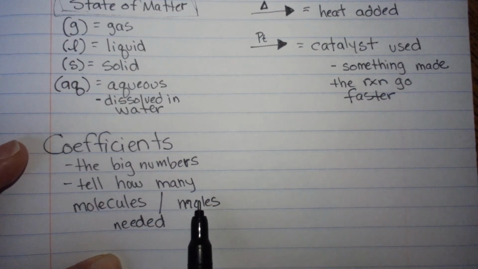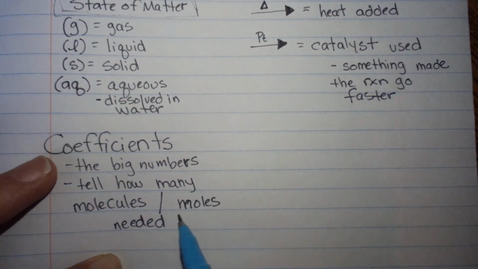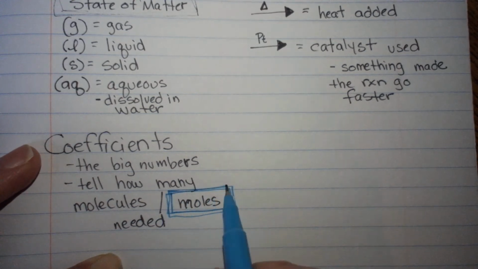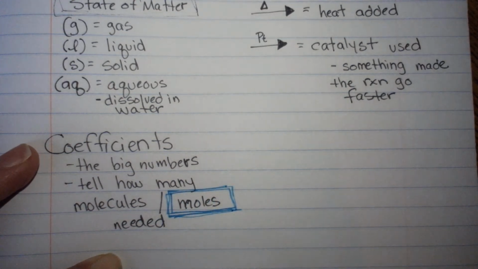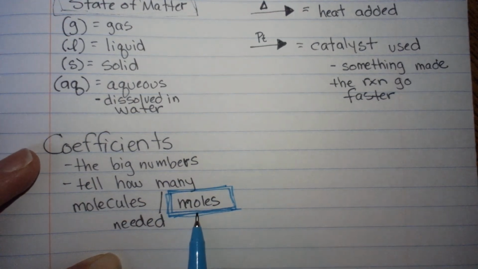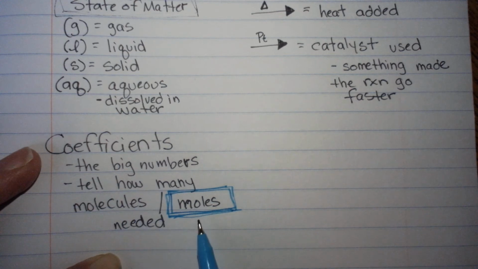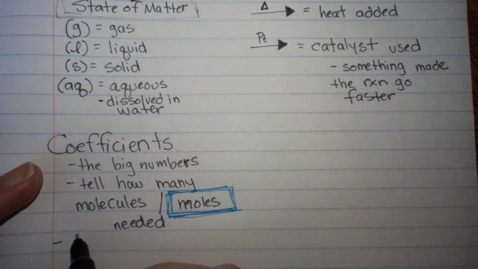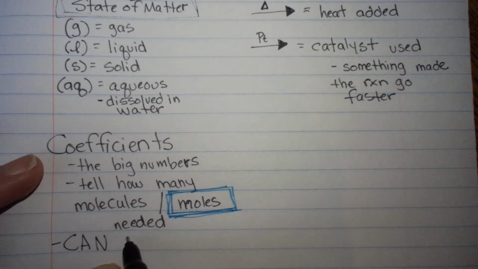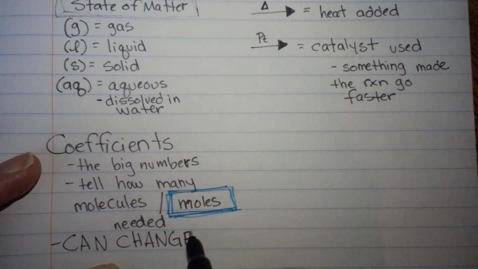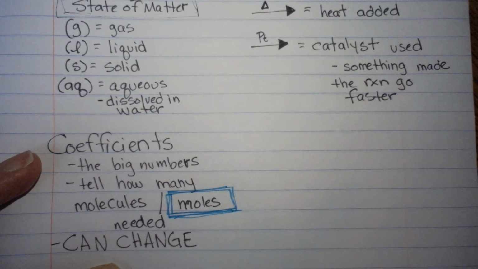So what we really need to grab onto this idea, because the next unit we're doing is stoichiometry and we're going to need to use this concept. We talked about moles in the last unit, but trying to make sure and remember that the coefficients tell us how many moles are needed. And we can change coefficients. That'll make a lot more sense when we get to using our examples.